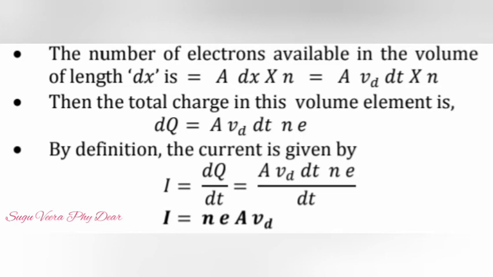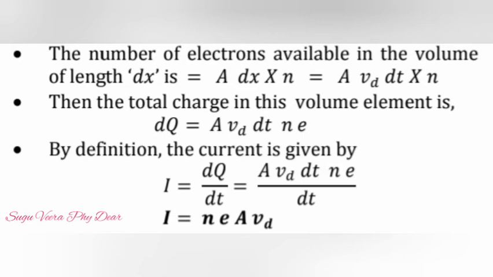By definition, the current is given by I equals dq divided by dt. So substituting the dq value in this equation, A Vd dt n e divided by dt, dt and dt cancel. We get I equals n e A Vd, where I is current, n is number of electrons, e is electron charge, capital A is area, Vd is drift velocity.